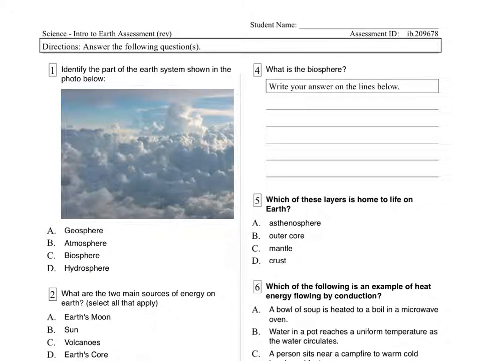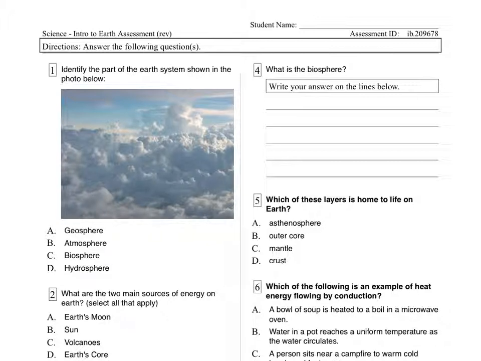Okay, this is a walkthrough of the Intro to Earth assessment for science. I just wanted to go through each question and talk about them so you can help at home. Starting off with number one.